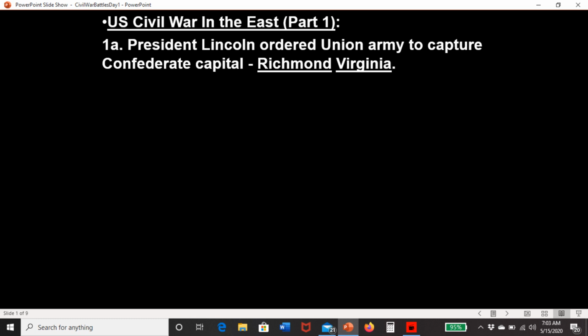Fighting is going to be relatively slow in regards to how quickly we get back to battle after Fort Sumter. It's going to take us several months until we have our next engagement here in Manassas/Bull Run in Virginia, and I'll explain that very quickly. So after the Confederate States of America moved their capital from Montgomery, Alabama to Richmond, Virginia, President Lincoln just wants to go directly at Richmond, Virginia, take down their capital, and end this war as quickly as possible.